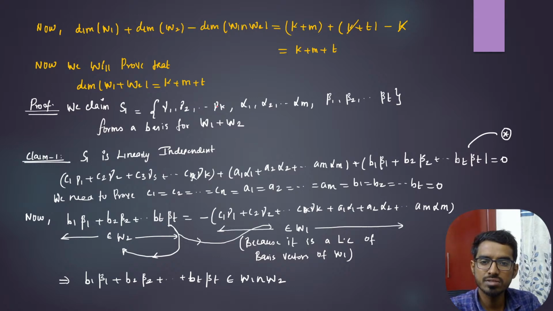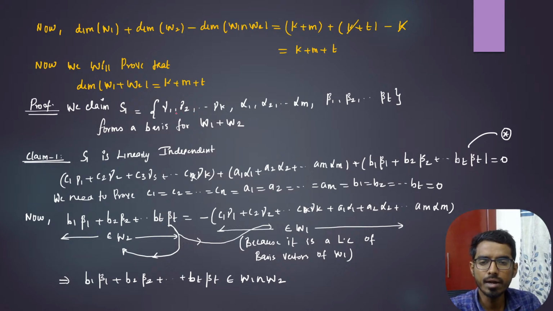If I show that this set is a basis for W1 plus W2, then obviously what is the dimension of this? This has k elements, this has m elements, this has t elements. So it will be k plus m plus t. The proof will be over. Now to show that this set is a basis, you need to show this set is linearly independent and this set spans W1 plus W2.